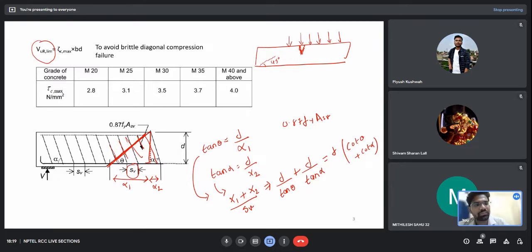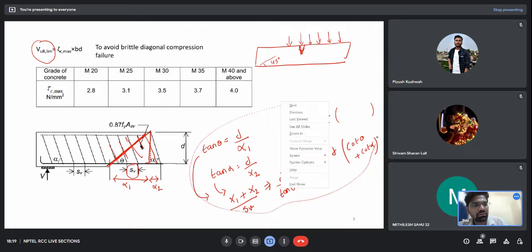This is the number of stirrups. So this is the force in one stirrup. When I multiply this by the number of stirrups, that will be the total shear resisted by the stirrups. I hope this was clear to all of you. If you have any doubt, you can ask me.